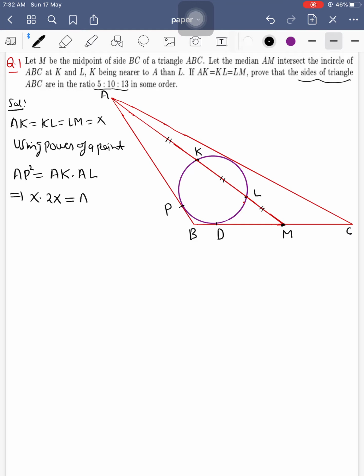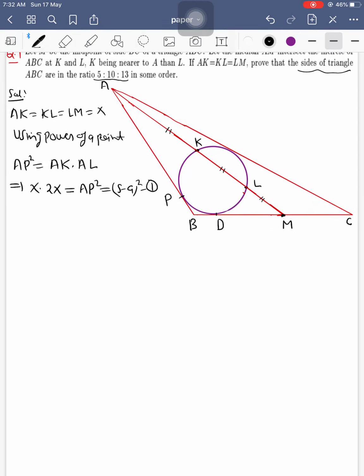But AP square is what? AP means length of tangent to the incircle through the vertex A. And this length is S minus A. Therefore we get X into 2X equals S minus A square, equation 1. Again, using the same concept, MD is tangent and MLK is secant. We can write MD square equals ML into MK.